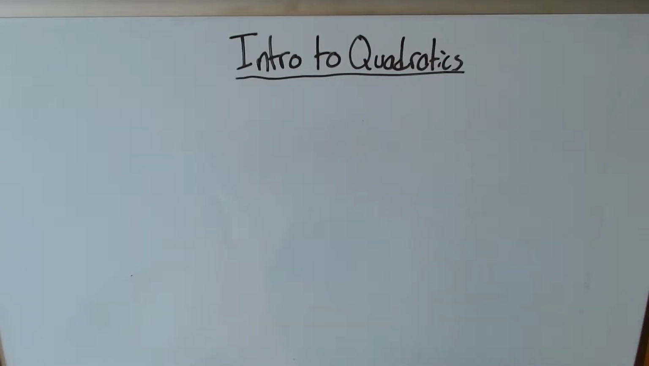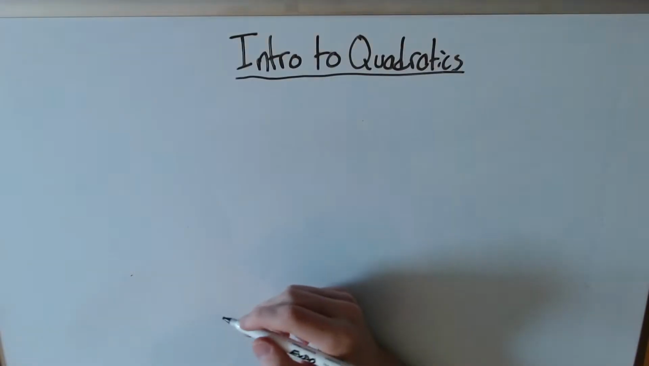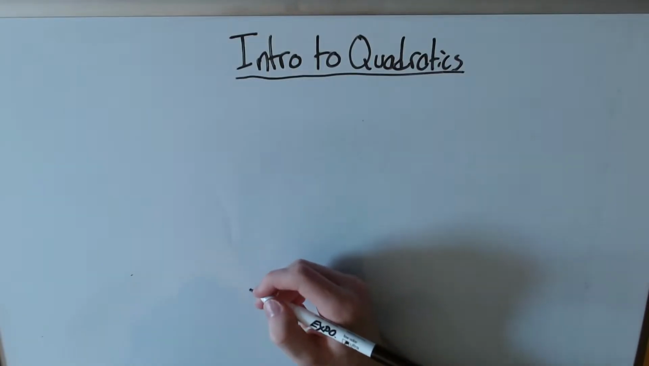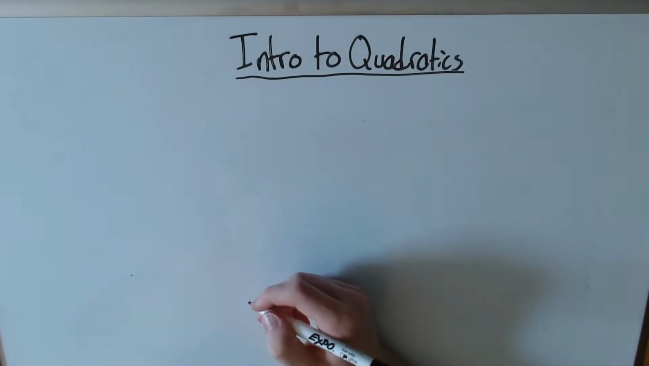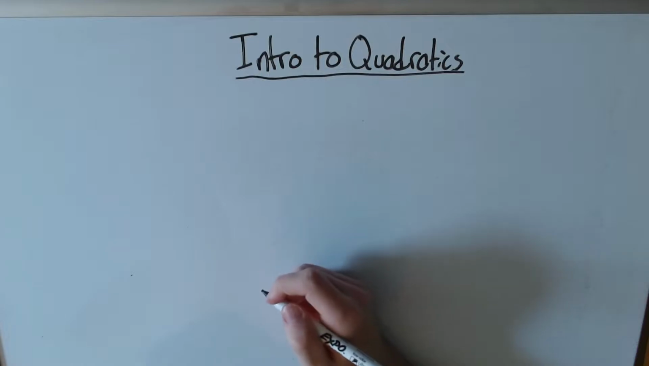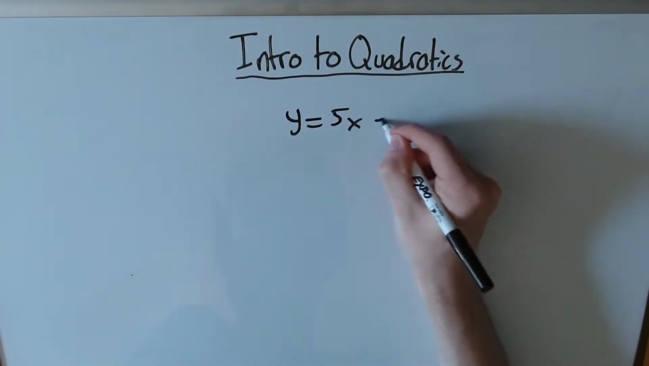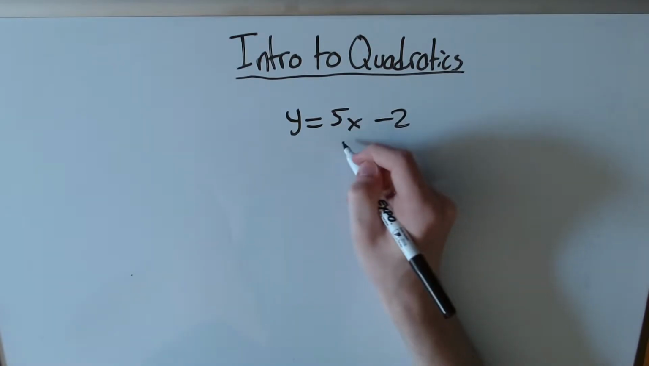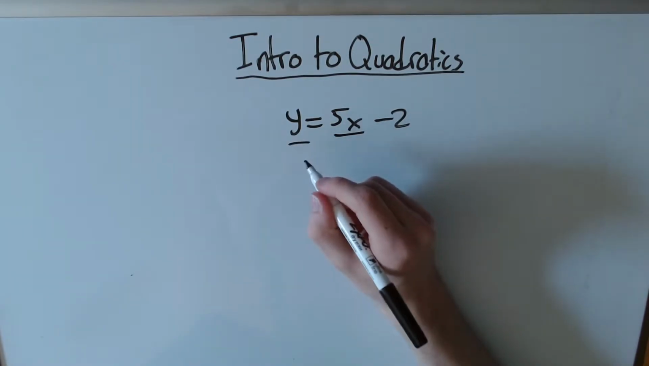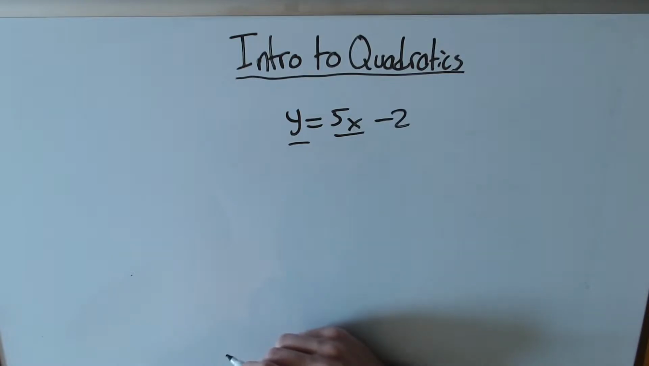Alright, today we're going to talk about quadratics. So far, we've only dealt with linear equations, right? Y equals 5x minus 2, for example, where we only have one x and we have one y. Well, today we're going to introduce a different type of equation that we're going to talk a lot more about in the next coming videos.